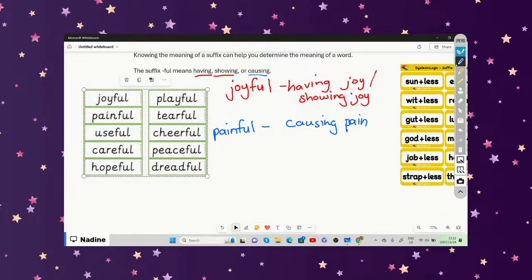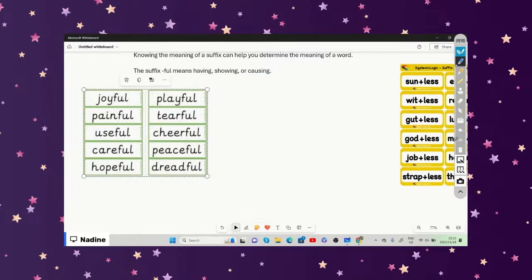And that is why we say knowing the meaning of the suffix can help you to determine the meaning of a word. All right. That is our words on full, right? Let us go to the next word.